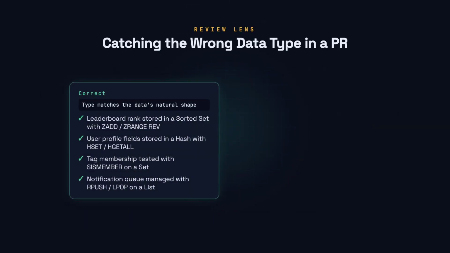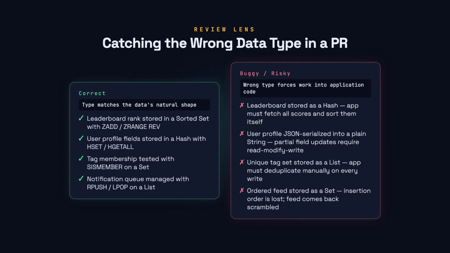When you review a PR, ask, does the Redis type match the shape of the data? A leaderboard in a hash, a profile in a plain string, or a unique set stored as a list are the classic mismatches to flag.